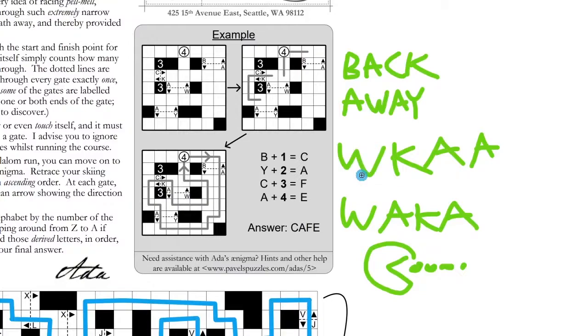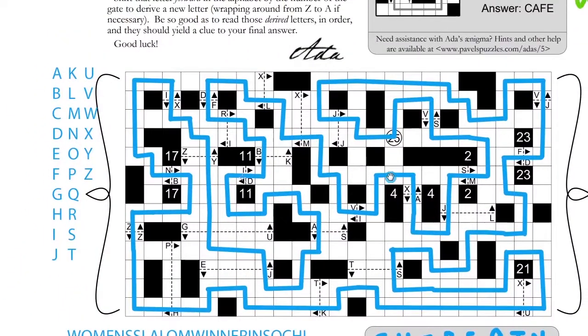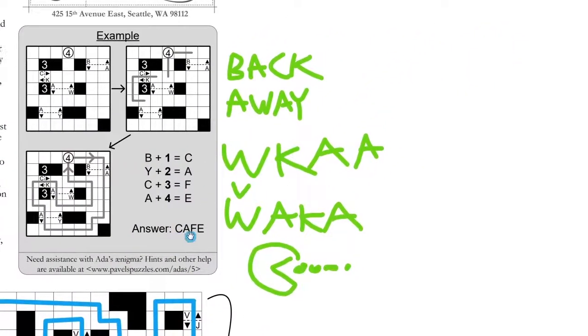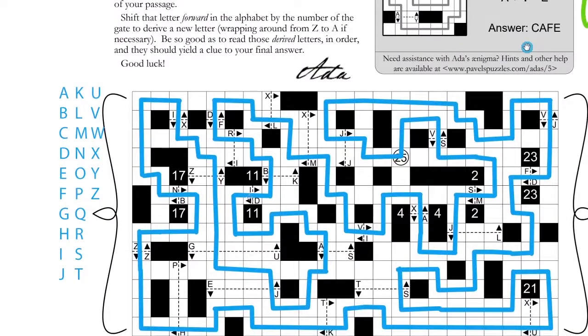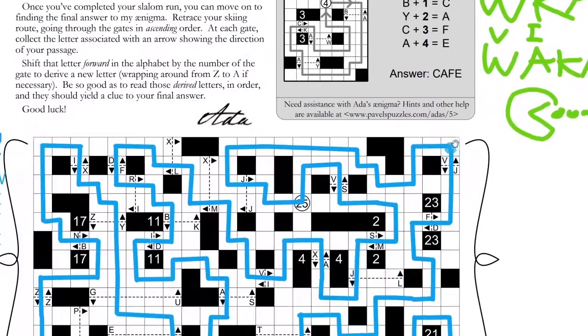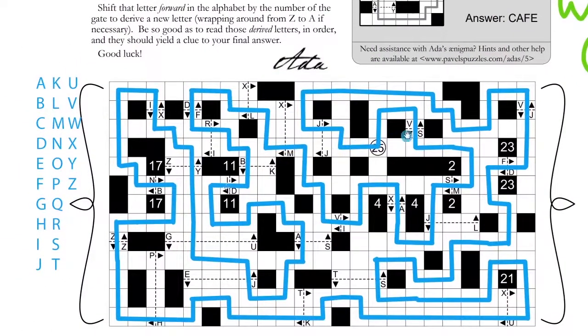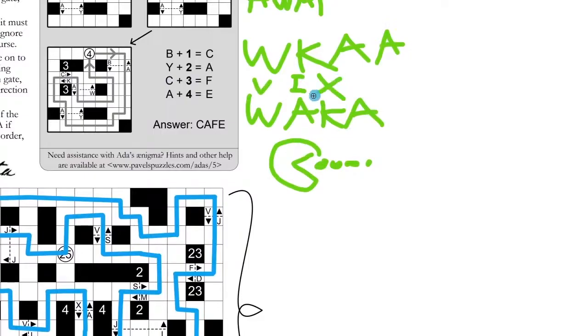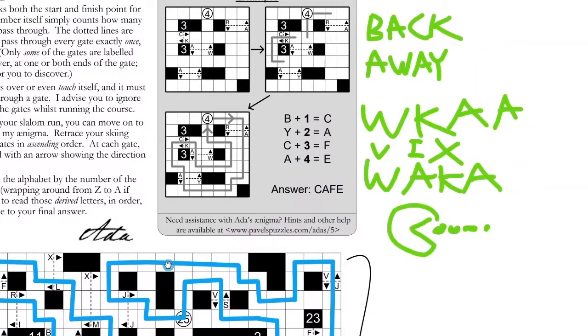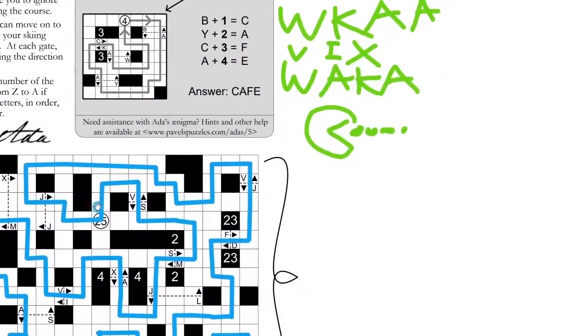W minus 1 maybe? V. K minus 2. I. A minus 3. Vixen. Vixa. A minus 4. Vixu. We could try W minus 4.